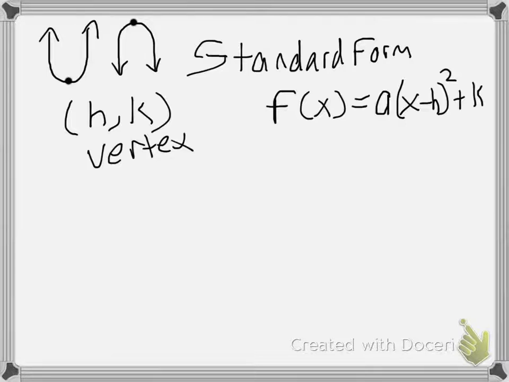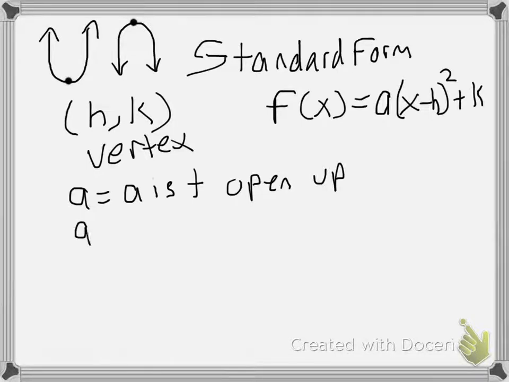Keep in mind this minus sign changes what goes into the parentheses. So if you have minus 3, then what goes into the parentheses is 3. So basically you're changing your signs. And then you look at a. The other thing that we're going to talk about today is looking at a. Hopefully you all remember that if a is positive, then we open up, and if a is negative, then we open down.